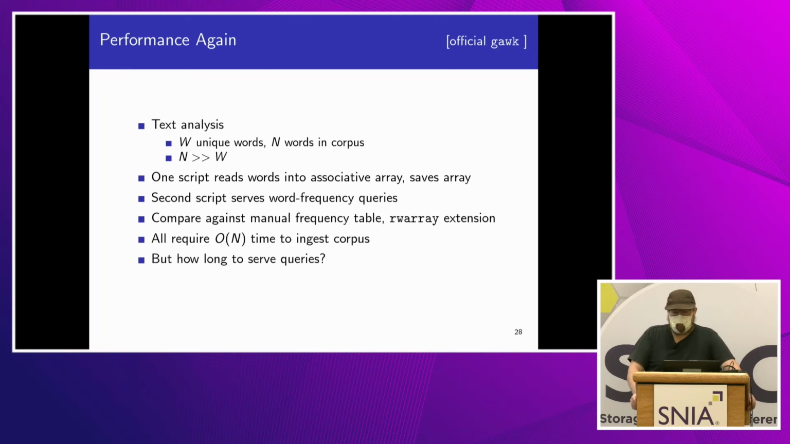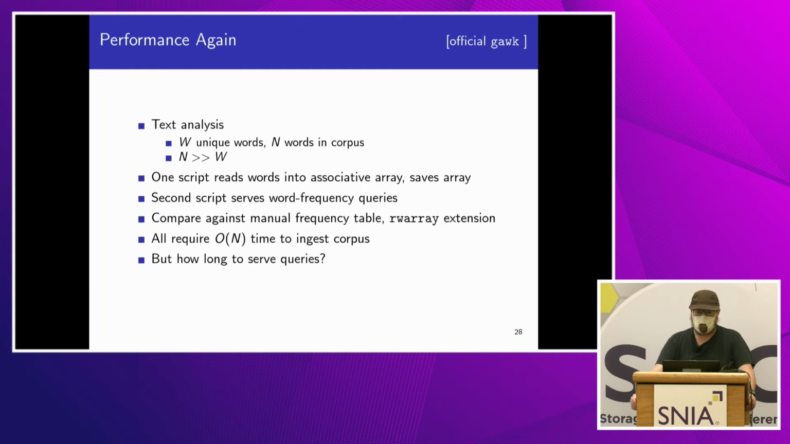Okay, so we compared official persistent memory gawk's performance against two alternatives on a text analysis problem. The problem is to ingest a corpus of size n total words containing w unique words, where n is a lot greater than w, as in most text bodies, and then serve word frequency queries with a separate script. So there are two stages in processing this workload. Read data and set up data structures, basically just awk associative arrays, and then in a separate phase, answer queries of the form, how often does the word foo occur?